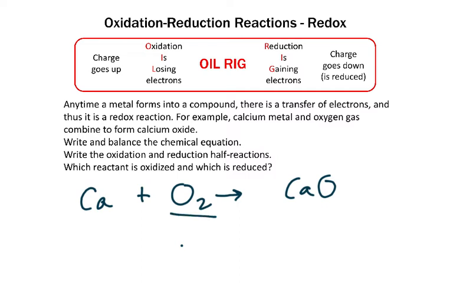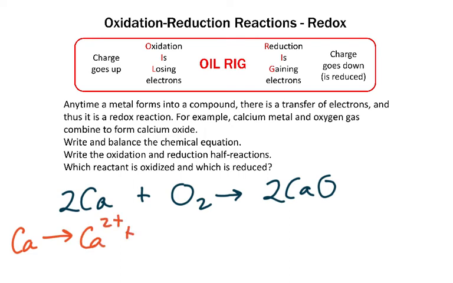I have 2 oxygen here, so I need to put a 2 in front of calcium oxide, which gives me a 2 in front of calcium. And now I have a balanced reaction. Write the oxidation and reduction half reactions. So we have calcium, which turns into calcium 2+, which means there must be 2 electrons also coming off, right?